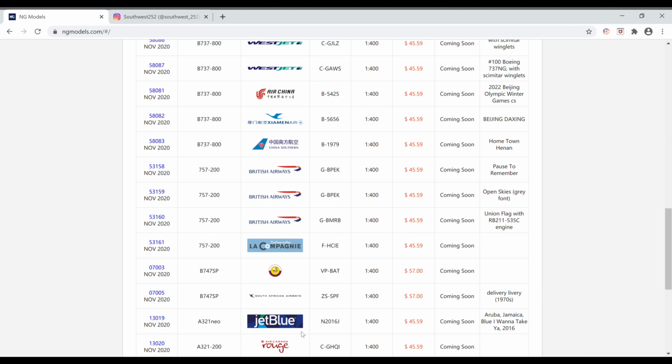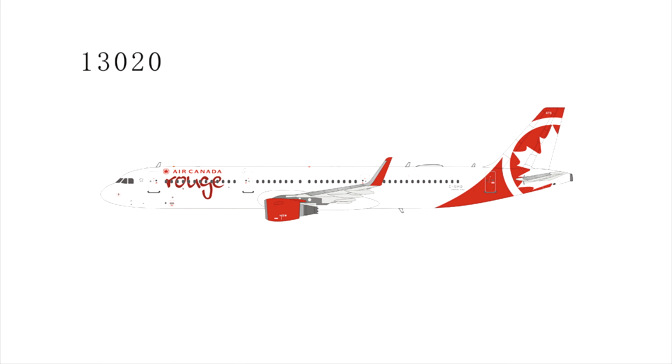Next up, we have the Air Canada Rouge Airbus A321. The registration is Charlie-Golf Hotel, Quebec, India. It is $45.59, and the item number is 13020.